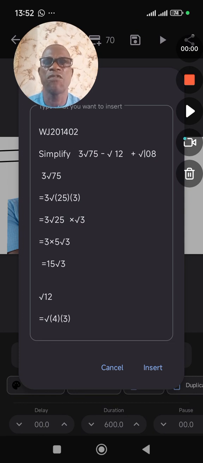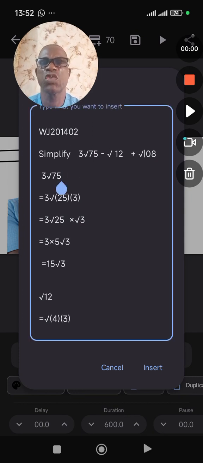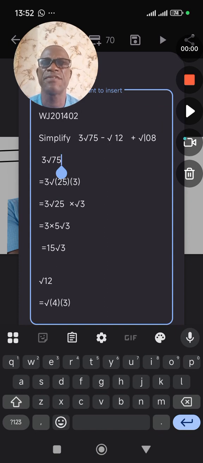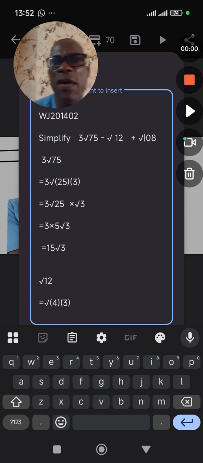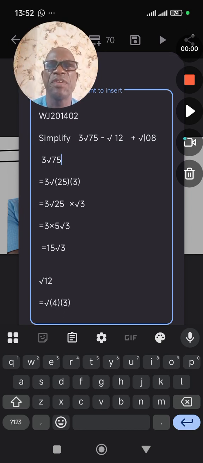So let us first of all simplify 3 square root 75. To simplify 3 square root 75 is to break down 75 into two factors. One must be a square number, while the other will be a surd number. Now these two factors are 25 and 3. 3 times 25 is 75.